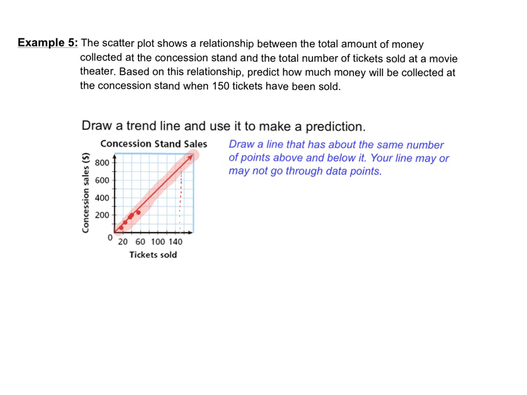here. It's right in the middle there. You can draw a line across to see where we're at, and it looks like it's between 7 and 8, so $750 of concession sales. If 150 tickets are sold, we estimate approximately $750 worth of concession stand sales have occurred. So you can draw a trend line to help you predict.